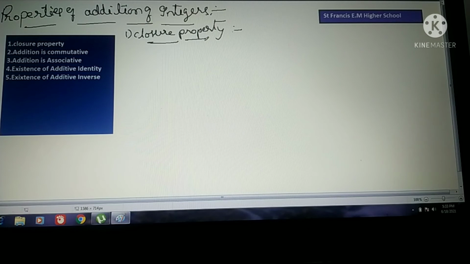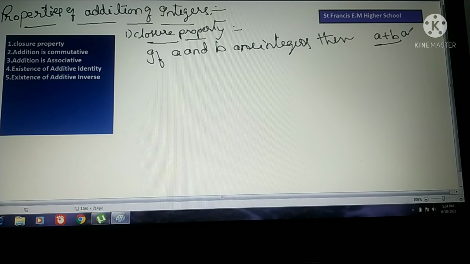What is that one? Closure property means if a and b are integers, then a plus b also an integer. See, if a and b are integers, then a plus b also an integer. So this is the property, that is closure property. What it is saying? If a and b are integers, then a plus b also an integer.